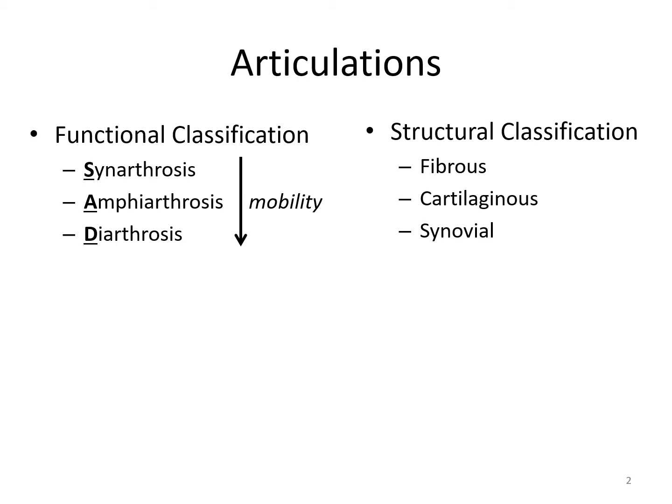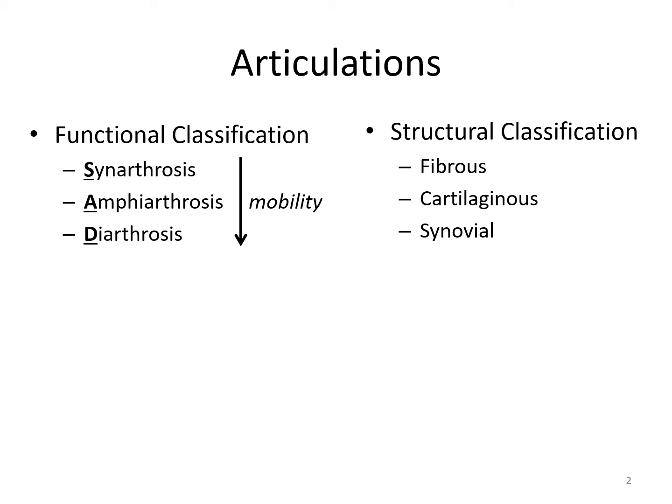We can say that a joint is anywhere two skeletal system elements come together. And now skeletal system elements are things like bones, cartilage, things of that sort. So we're looking at places where skeletal system parts come together. Okay, so we can classify joints as functional, meaning how movable are they, or we can classify joints as structural, meaning what are they made of.